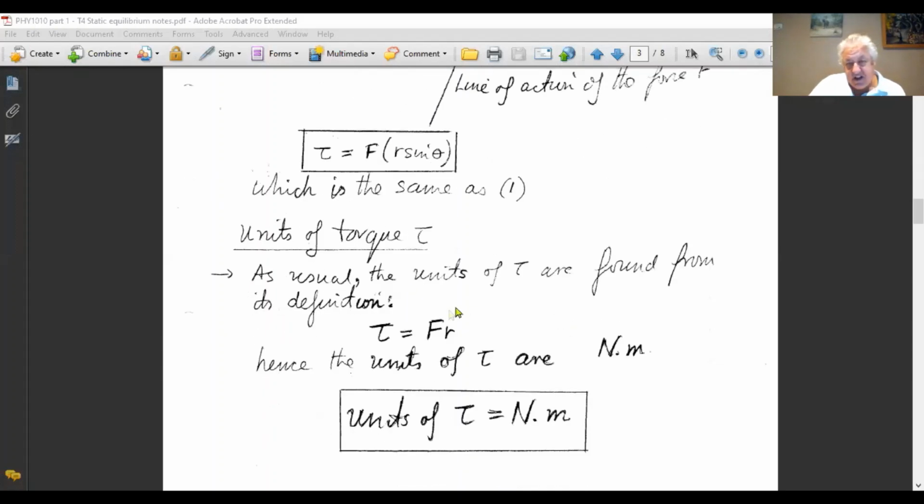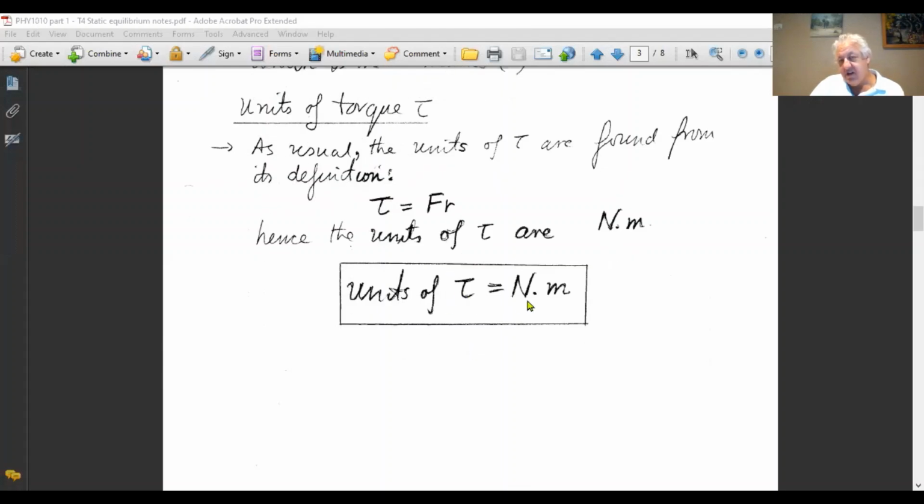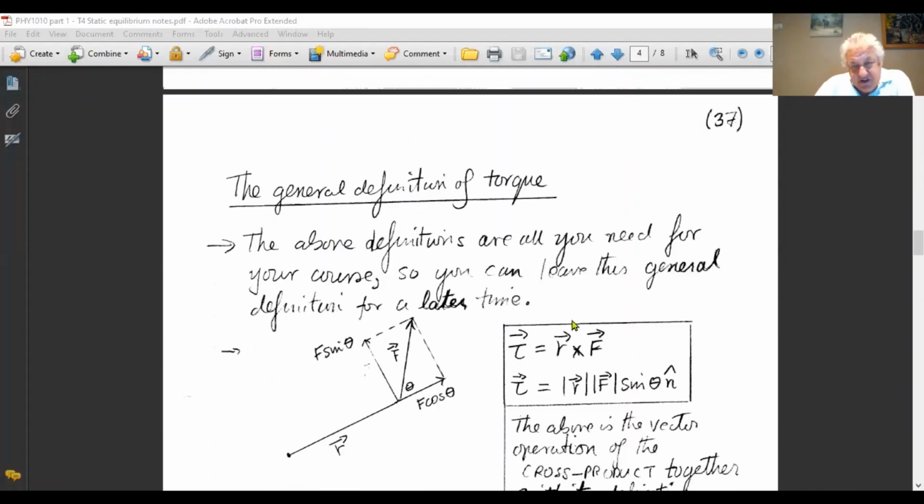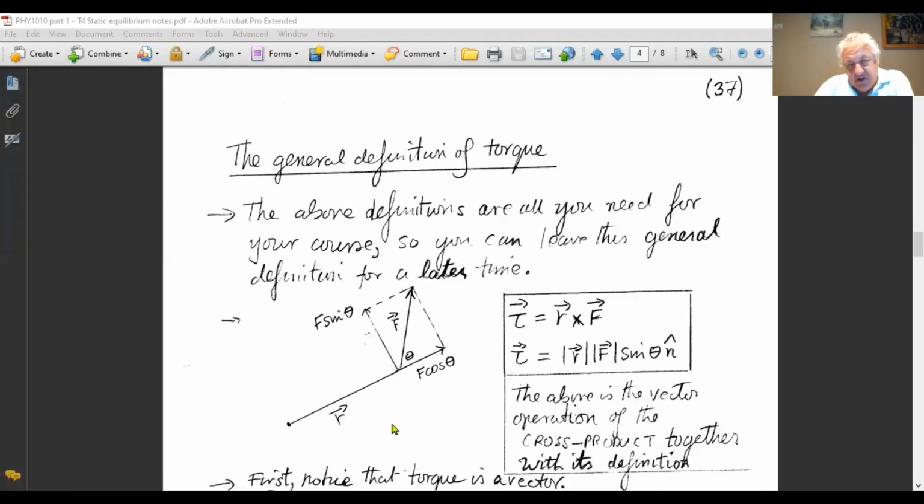The units of torque, again, they're going to be found from the formula. Force in newtons, R in meters, in base SI units. So the units of torque are Newton meters. I've included a general definition. Now, the general definition of torque requires a vector operation called the cross product.